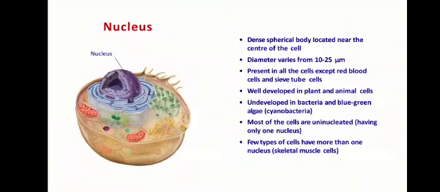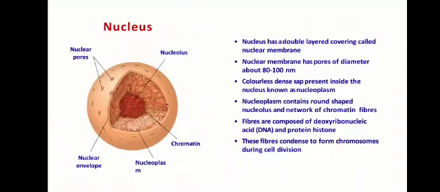The nucleus is well developed in plant cells and in animal cells as well. It is underdeveloped in bacteria, some blue-green algae, that is cyanobacteria, and also in mycoplasma-like cells. Most cells are uninucleate, but only skeletal muscle cells have more than two nuclei. The nucleus has a double-layered covering called the nuclear membrane.